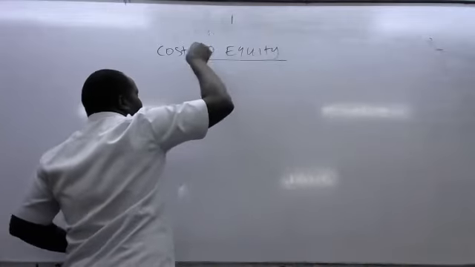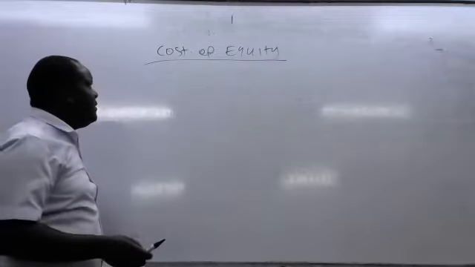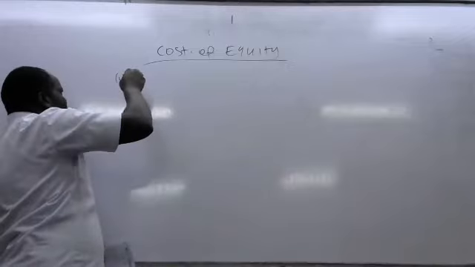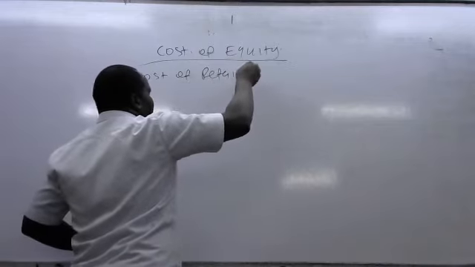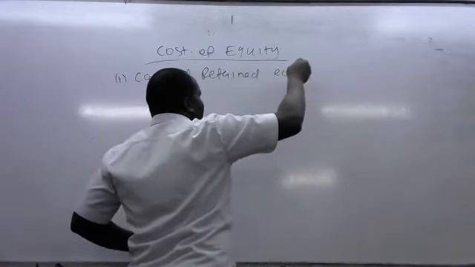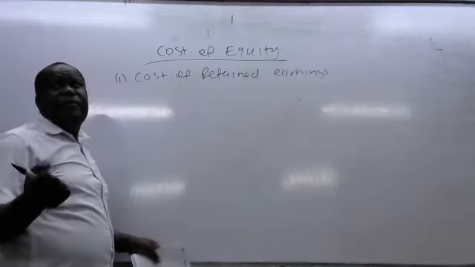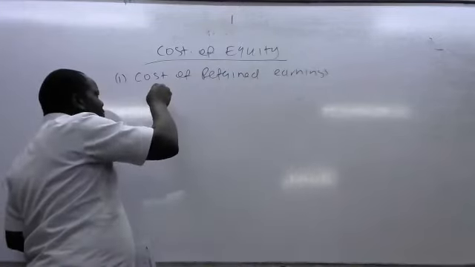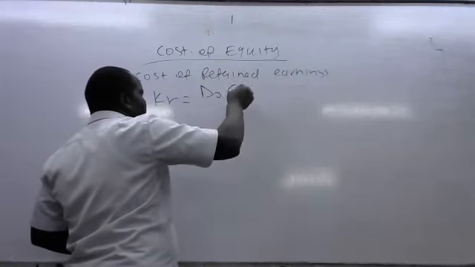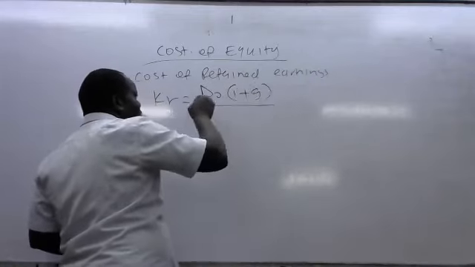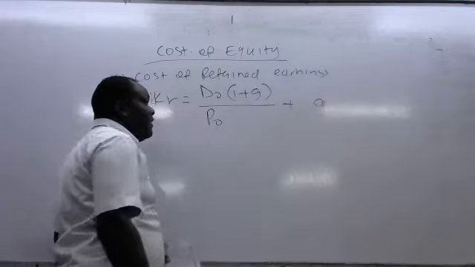So under the cost of equity, the first one should be the cost of the retained earnings. The cost of the retained earnings is given by KR. So KR should be given by D0 in the brackets of 1 plus g, we divide by P0, then we also add g in that manner.